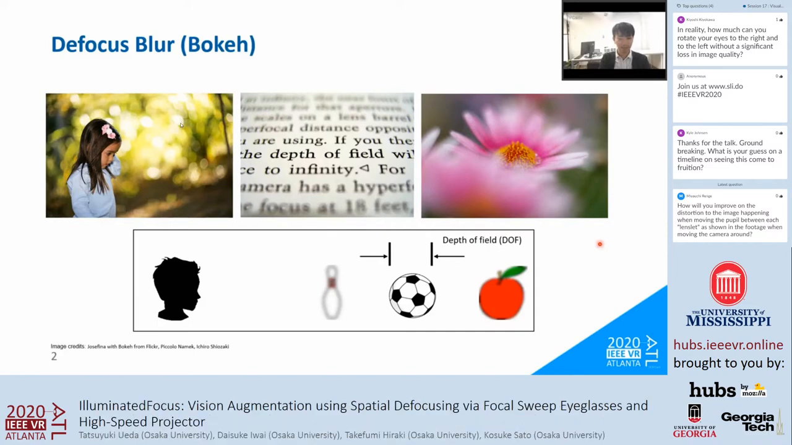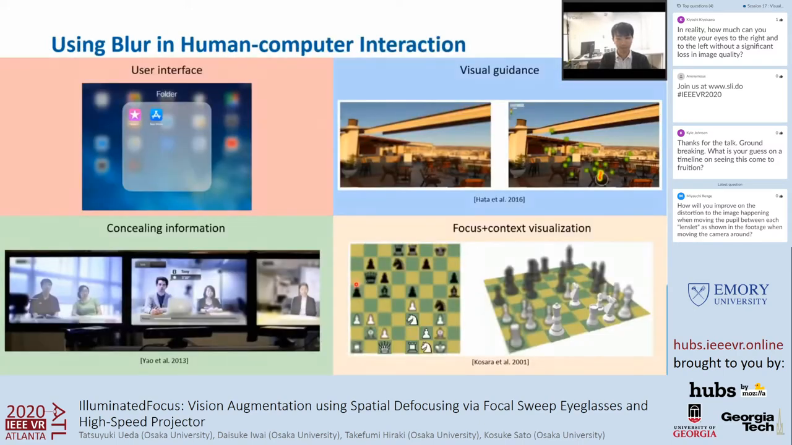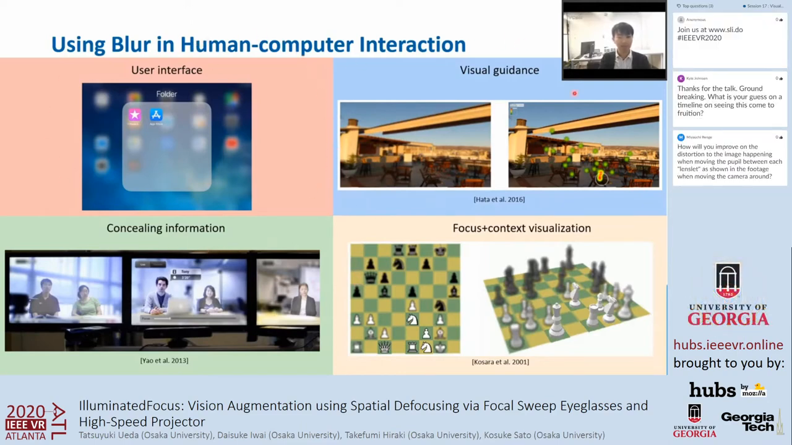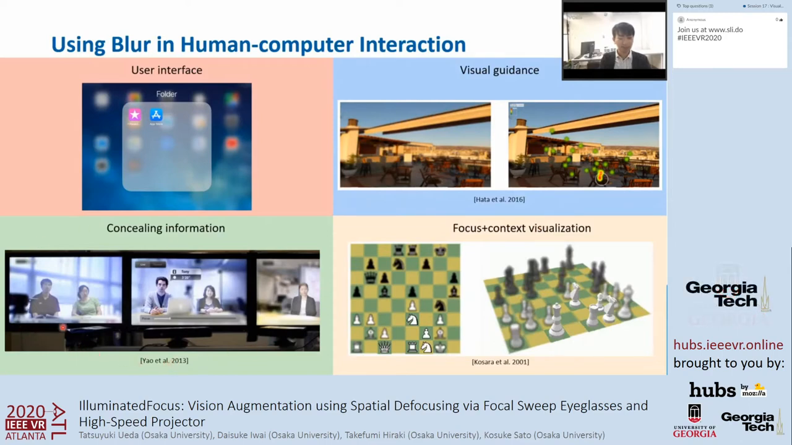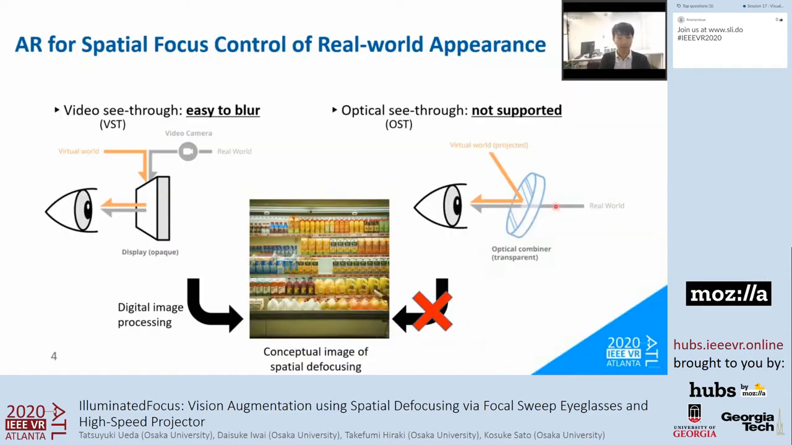People can visually perceive fine details of an object in their depth of field. In addition to these examples, the blur effect realizes a wide range of fundamental human-computer interaction techniques, such as user interface in mobile phones, visual guidance to draw users' attention to real-world objects, concealing undesired visual information for privacy protection, and focus and context visualization. These interaction techniques are essential in augmented reality, AR applications.